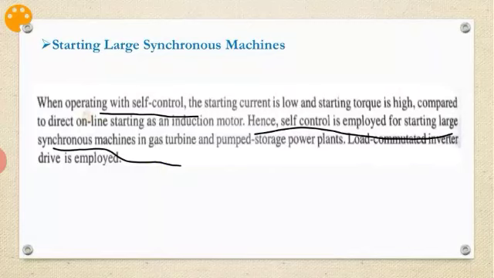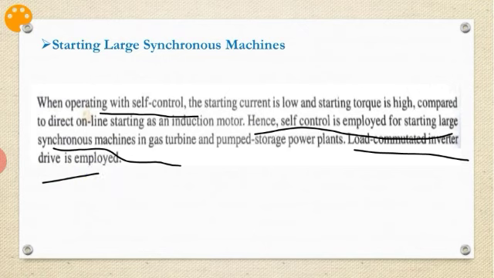So the first point is starting large synchronous machines. Self control is employed for starting the machines, and the load commutated inverter drive is applied. One more important point: the load commutated inverter drive is employed. I have just discussed this, no? Such types of inverters are employed.